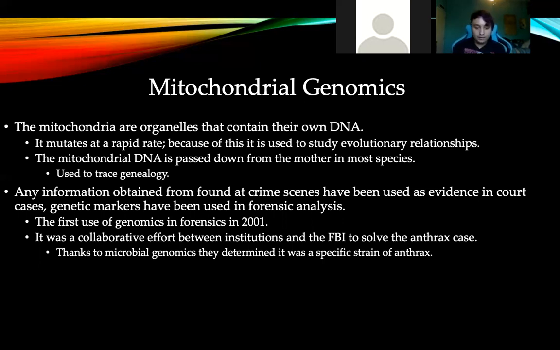Any information obtained or found at a crime scene has been used as evidence in court cases. Genetic markers have been used in forensic analysis. The first use of genomics in forensics was in 2001. It was a collaborative effort between genetic institutions and the FBI to solve the anthrax case specifically. And thanks to microbial genomics, they determined that it was a specific strain of anthrax, and from there, learned how to counteract it. Next slide, please.